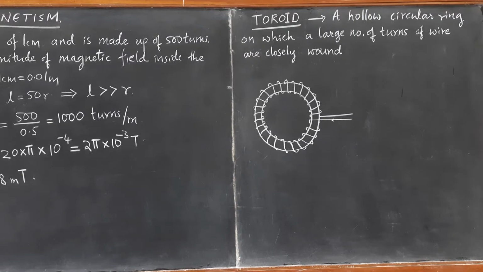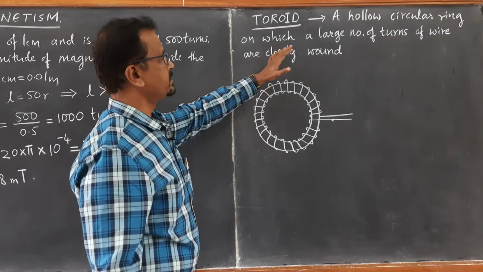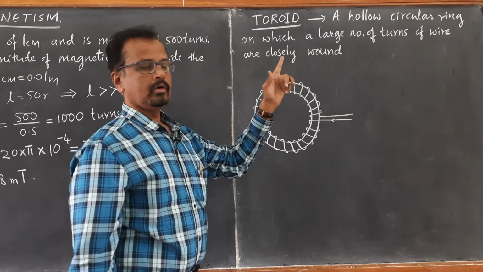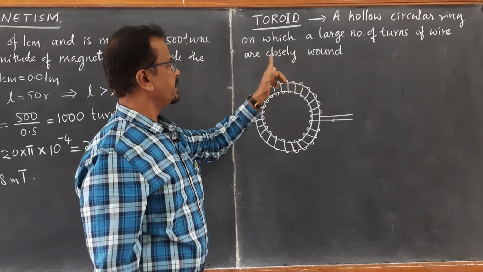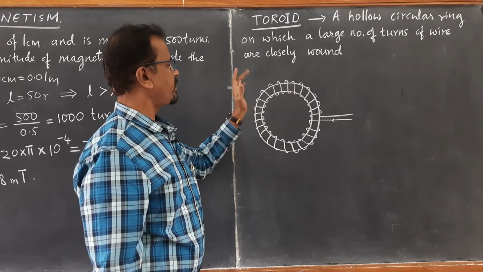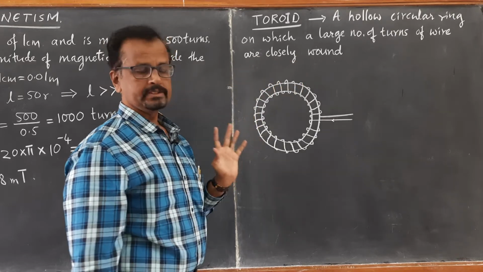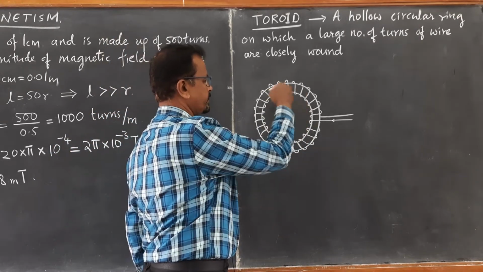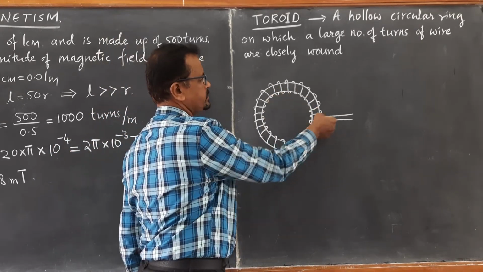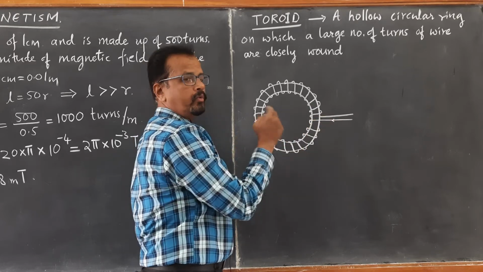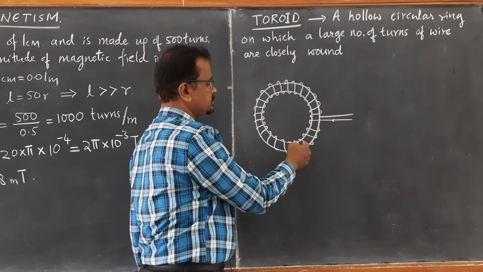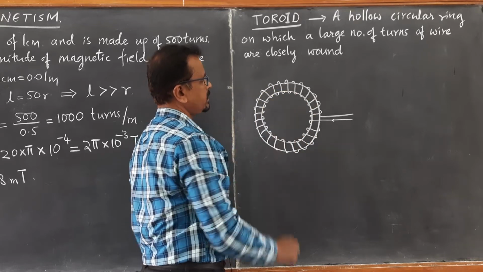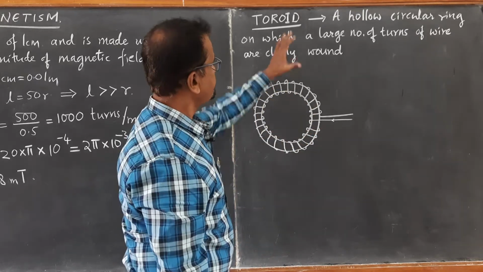Yes, now let us learn about what is a toroid. A hollow circular ring on which a large number of turns of wire are closely wound is called a toroid. So I have taken a hollow circular ring, on which I have taken a long wire and wound that wire such that the turns are closely wound, and this forms a toroid.